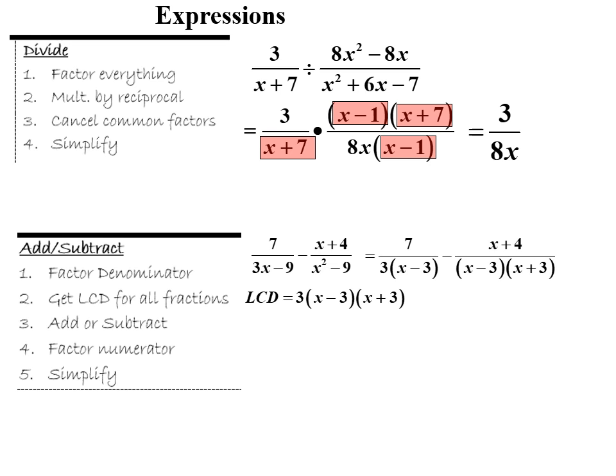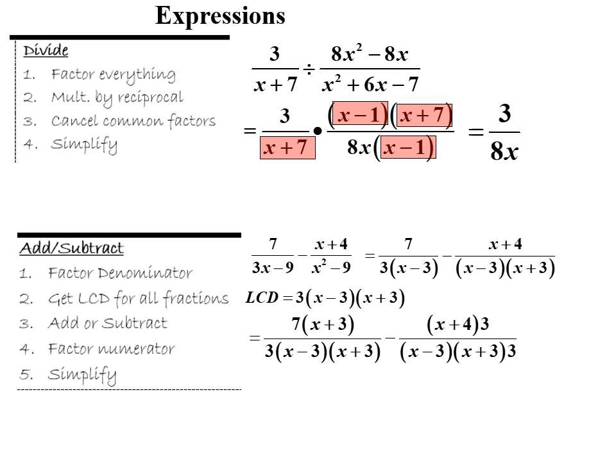Multiply each fraction by what it needs, top and bottom, to make it a common denominator. The first one is missing x plus 3, so I multiply top and bottom by x plus 3. The second is missing just 3. So on the first fraction, multiply top and bottom by x plus 3. On the second fraction, multiply top and bottom by 3.